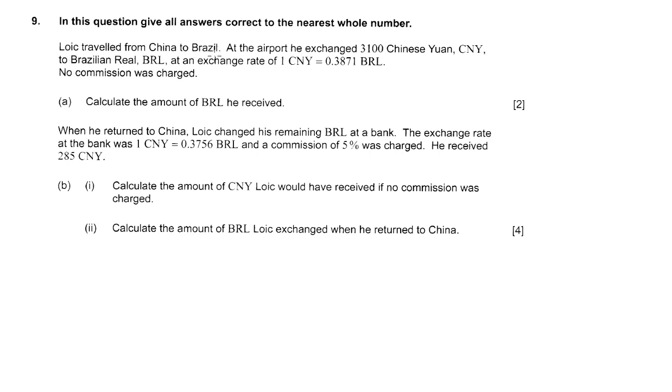Loic traveled from China to Brazil. At the airport, he exchanged 3,100 Chinese yuan. I'm probably mispronouncing that. I apologize. To Brazilian real. Probably mispronouncing that too. At an exchange rate of 1 CNY, the yuan, to 0.3871 real. No commission was charged. Okay, so that should make it a little bit easier because there's no commission here. Calculate the amount of BRL, the Brazilian real, that he received, or she, Loic.